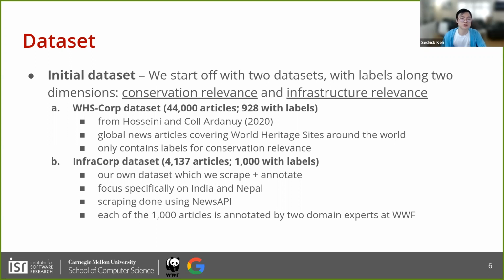Now, because we're not only concerned with conservation, but also with infrastructure, we create our own data set called the InfraCorp dataset. We're working closely with WWF India and WWF Nepal, and so InfraCorp focuses specifically on articles in India and Nepal. We scraped around 4,000 articles using the News API scraper and selected 1,000 of these articles to label for both conservation relevance and infrastructure relevance.